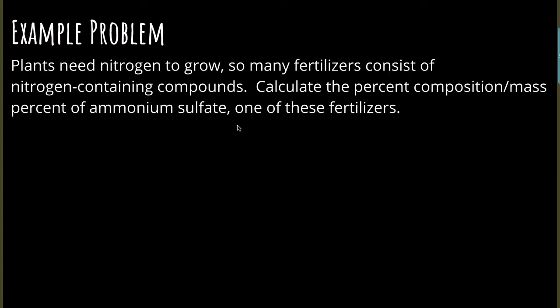Okay, let's try another one. This one says plants need nitrogen to grow, so many fertilizers consist of nitrogen-containing compounds. So we're going to calculate the percent composition or mass percent of ammonium sulfate, which is what is in one of these fertilizers. On this one, you can come up with the formula for ammonium sulfate.